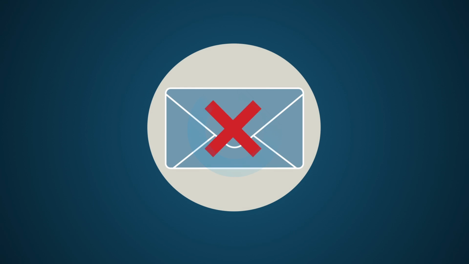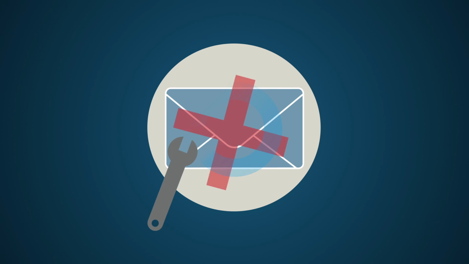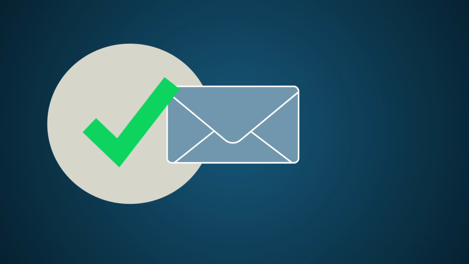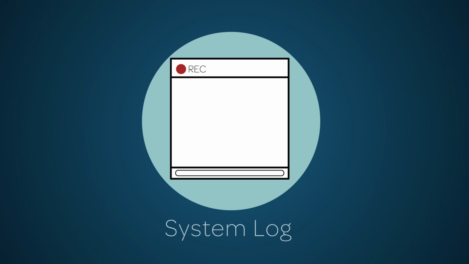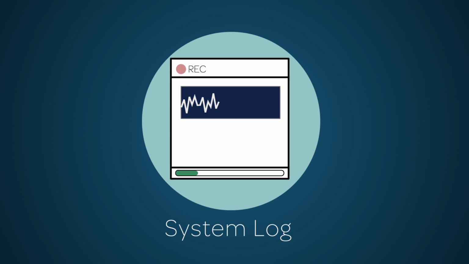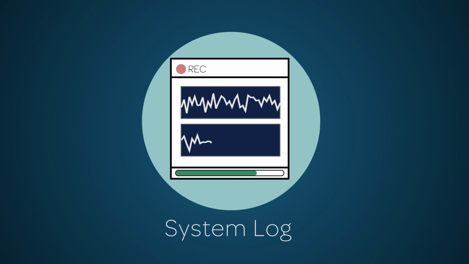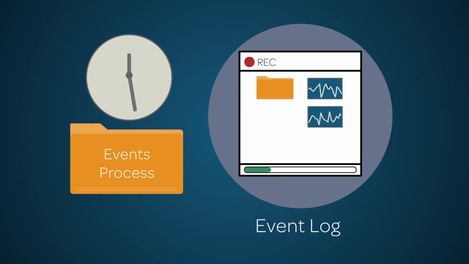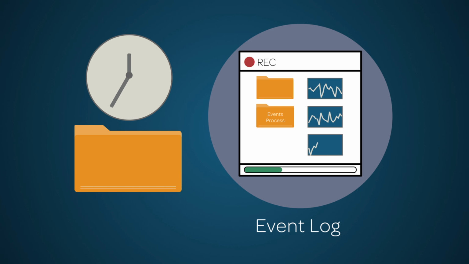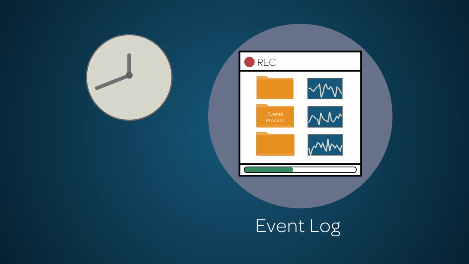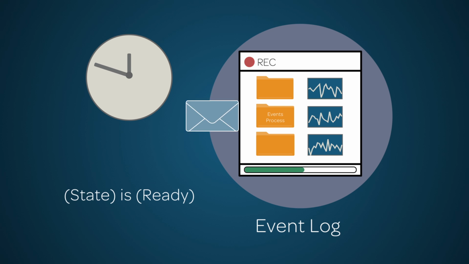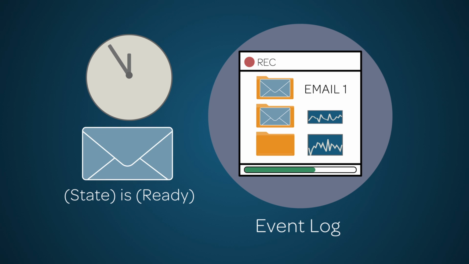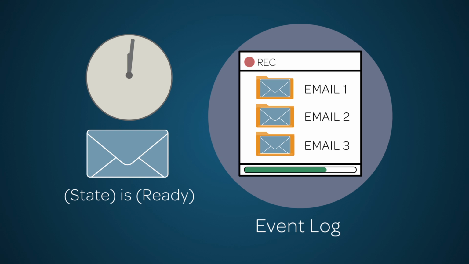In the final video of our series on how to troubleshoot issues with inbound emails, we're going to focus on email events in the system logs. System logs record information about system activity, including inbound and outbound email. The event log is of particular interest when troubleshooting email issues because it records the activity of the events process scheduled job, which processes all events in the system, including emails whose state is ready.